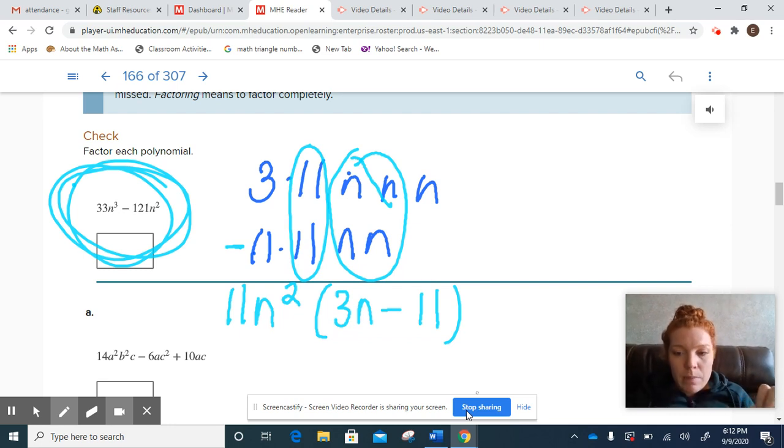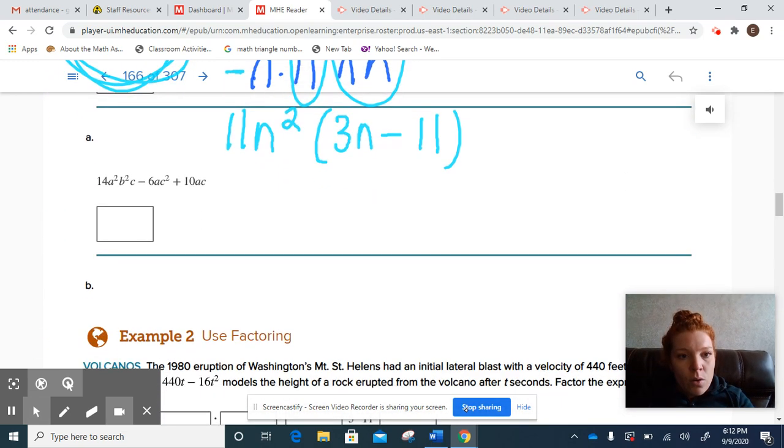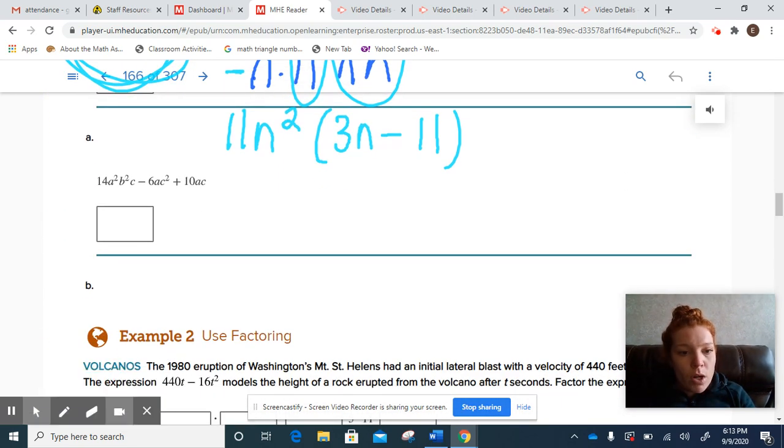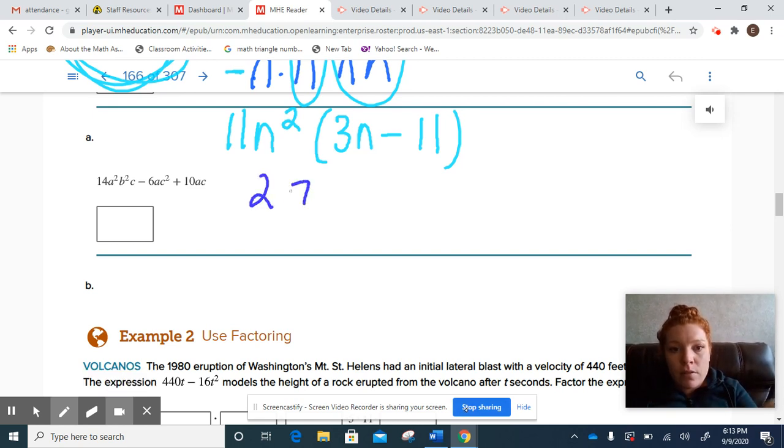Let's go ahead and keep in the same video, and we'll go ahead and do the next one. So this is a three-parter, so it's going to have a little bit more work with it. So let's go ahead and list out the factors for each piece. 14, I can break apart as 2 and 7. Okay, 2 times 7. And then I want to go ahead and list out all those letters. So AA, BB, and a C.